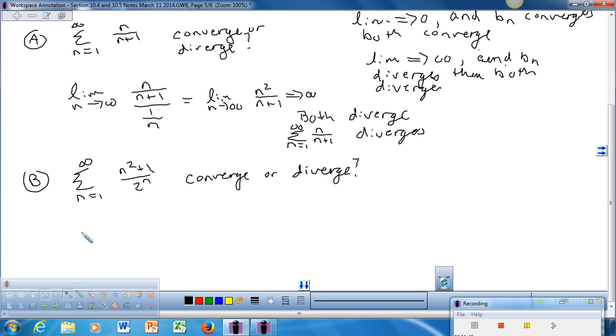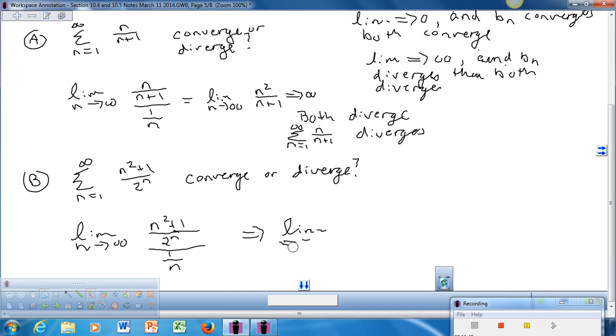All right, so we get our limit as n goes to infinity of n squared plus 1 over 2 to the n, over 1 over n. And this comes out to be the limit as n goes to infinity of n cubed plus n over 2 to the n. Well, what is that going to approach? 0. 2 to the n is going to grow faster than n cubed. That's going to approach 0.